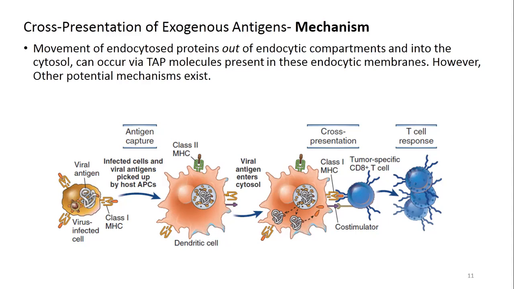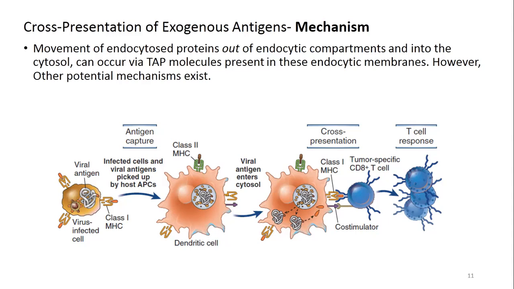In the early 1990s, it was shown that bead-conjugated antigens captured by cross-presenting dendritic cells could reach the cytosol of the cell. Later, it was discovered that exogenously added cytochrome C, which causes programmed cell death when it is exposed to the cytosol, could induce cross-presenting dendritic cells to undergo apoptosis.